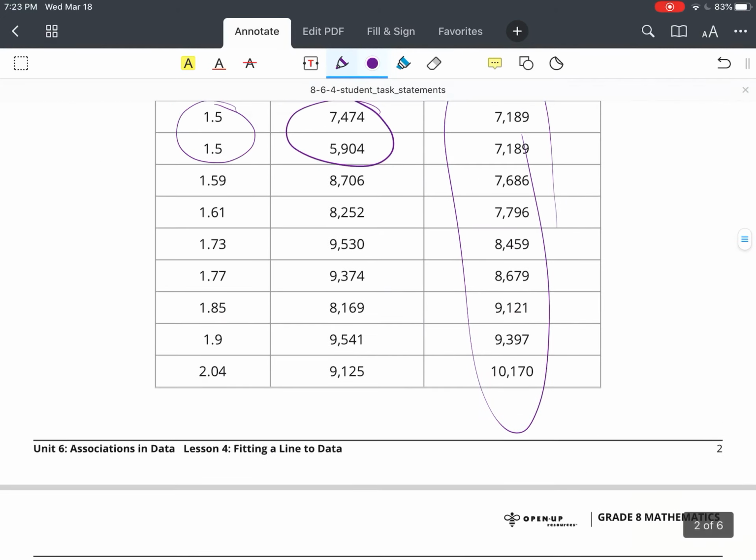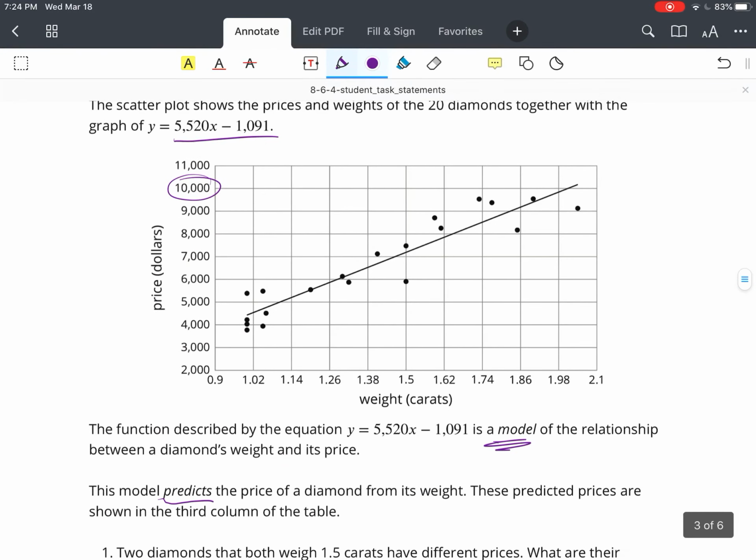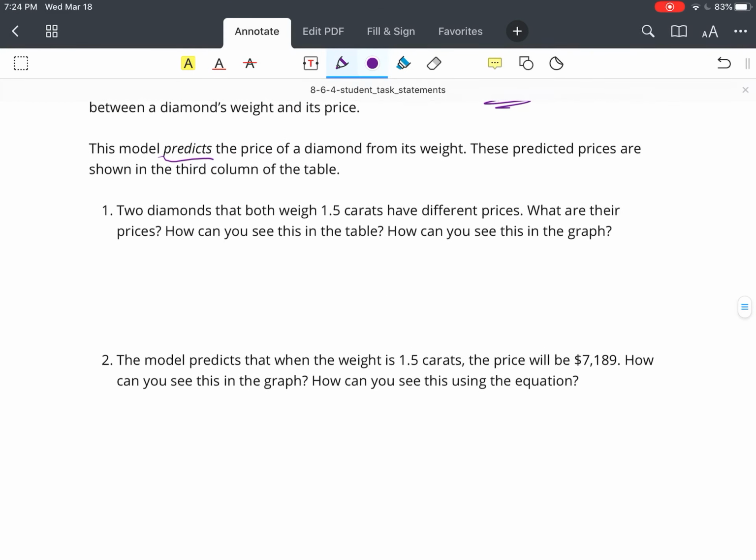How can you see this in the graph? Well, you can see it in the table by looking at the values. On the graph, you look where 1.5 is right here. And then you have one of the prices, and you have another price here. And then this line, that's the predicted value, okay? See graph.